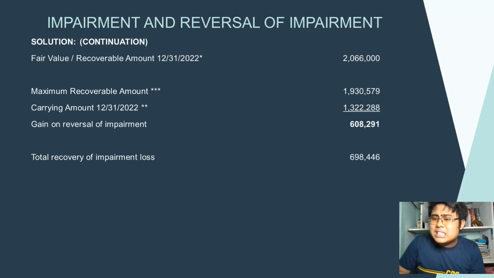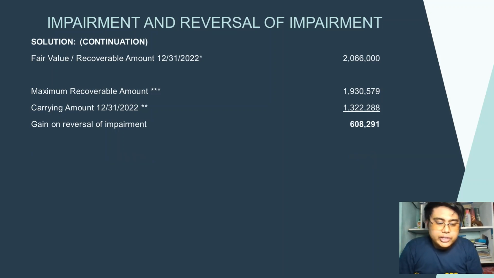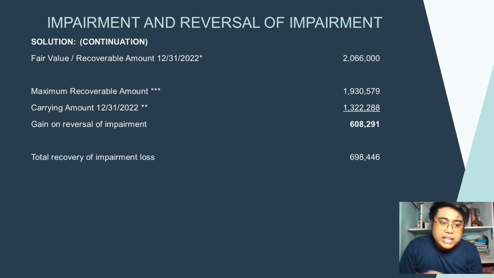Pero bakit ganun, sir? Bakit 608,291? Actually, merong alternative solution kung paano kino-compute yung 608,291. And again, ang starting point natin, yung total recovery of impairment loss. Kasi kung iisipin mo nga naman, through common sense, dapat ang sagot natin sa gain on reversal is 698,446. Kasi ikaw na nga yung nagsabi kanina, sir eh, ang maximum na pwedeng i-reverse is yung previous impairment loss na ni-recognize mo, which is 698,446. Kaya nga, diba, that's the reason also, sir, bakit tayo nag-compute ng limit. Kasi pag ang kinompare mo, 2,066,000 saka 1,322, magiging 743, which is impossible kasi 698,446 nga lang ang impairment loss na ni-recognize mo na nakaraan.